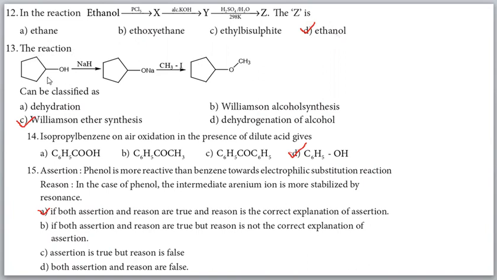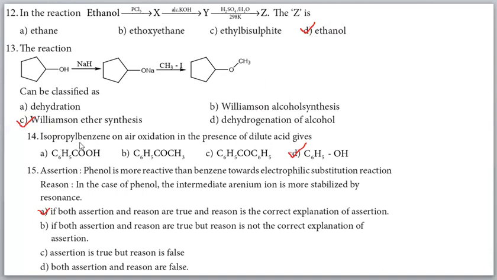The reaction: cyclopentanol with sodium hydride. Now what will happen? This H and H combine to form H2, and Na will join here. This compound we will get. The next reaction, CH3I. This Na and I combine to form NaI. The remaining CH3 will join here. This is sodium alkoxide, and this is an alkyl halide. This reaction is called Williamson ether synthesis.